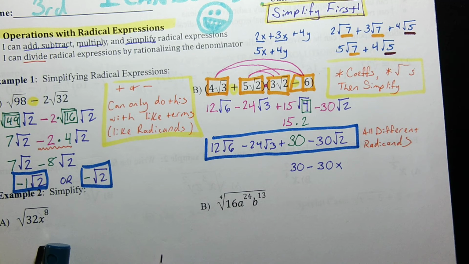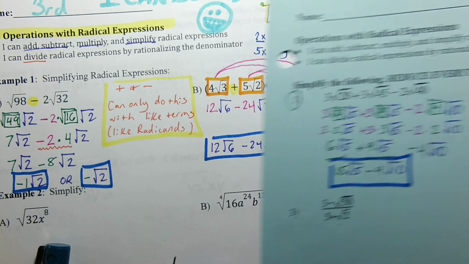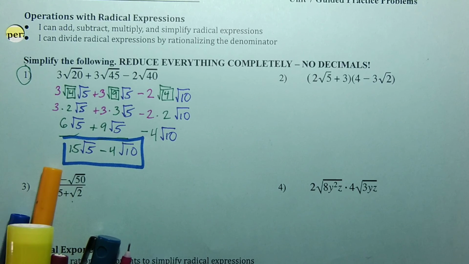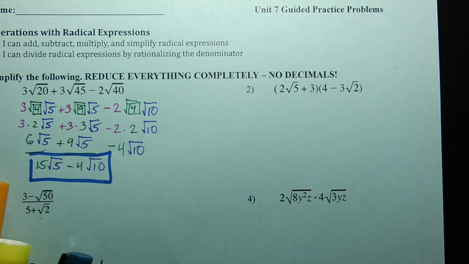Blue sheet time. Number 2. Work with a friend. Work with an enemy. See if you can get to the same simplified answer. Check for any simplifying first, and then carry out the FOILing.